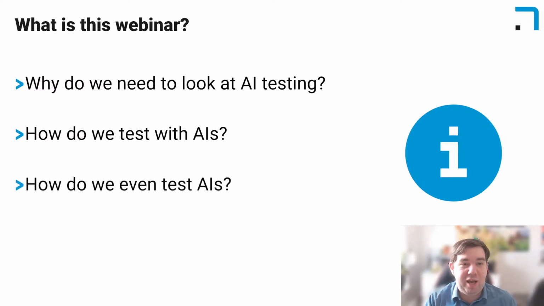Following that, we look at how we test AIs. This is a very similar question to how do we test with, but they're very distinct. How do we test AIs looks more at AIs as the actual project that we're developing and how do we test those, compared to how do we bring in AIs into the testing space.